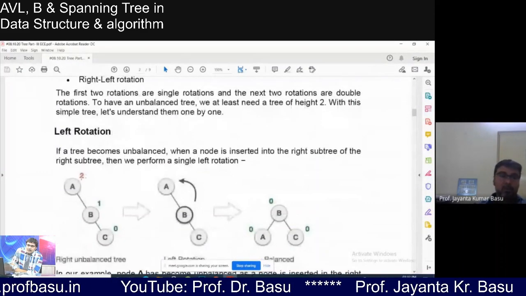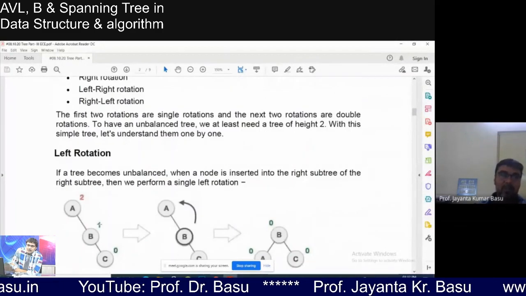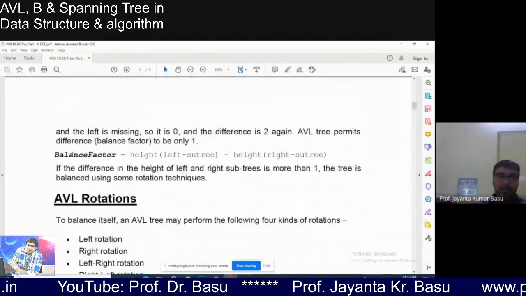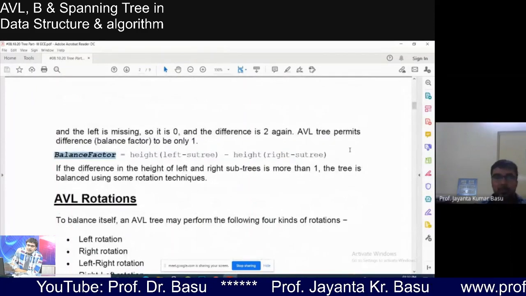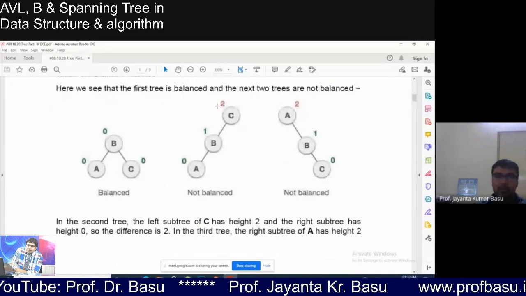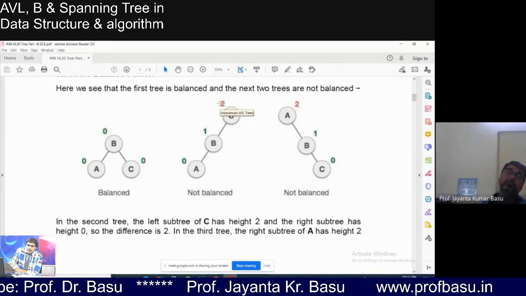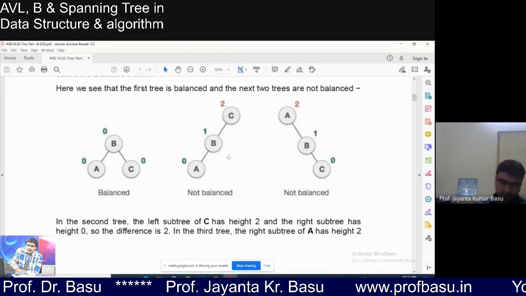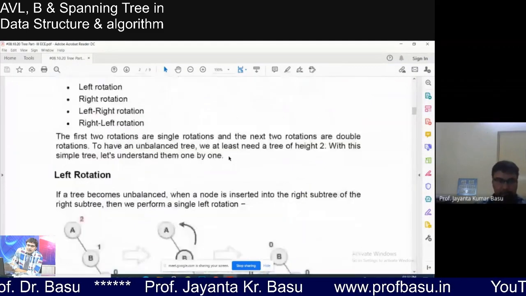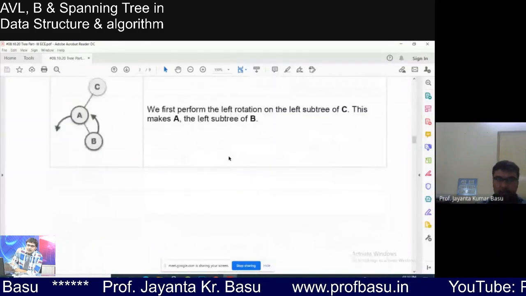So actually, these are called the balance factor. Factor means balance factor. One asked how we are getting this number. These numbers are called the factors or balance factor. Got it? Okay. So the rotation part is completed.